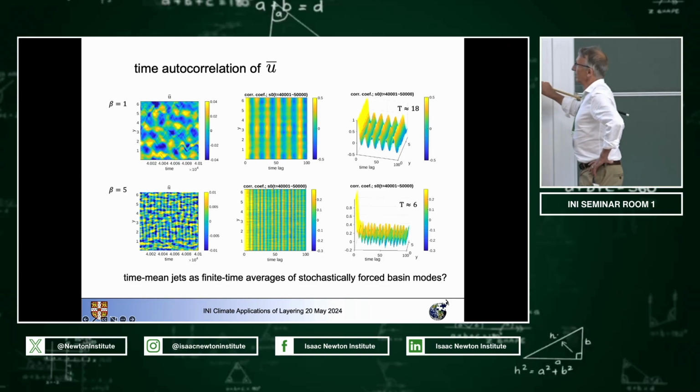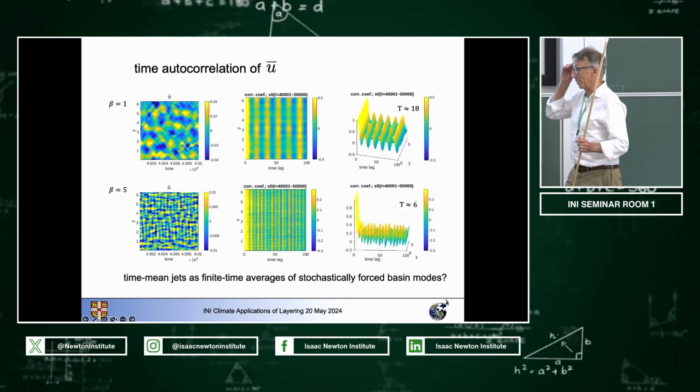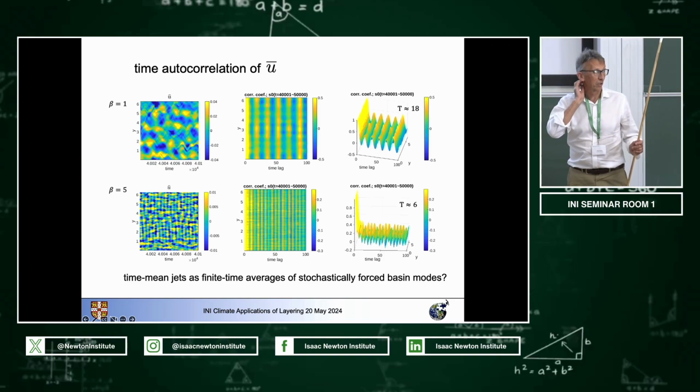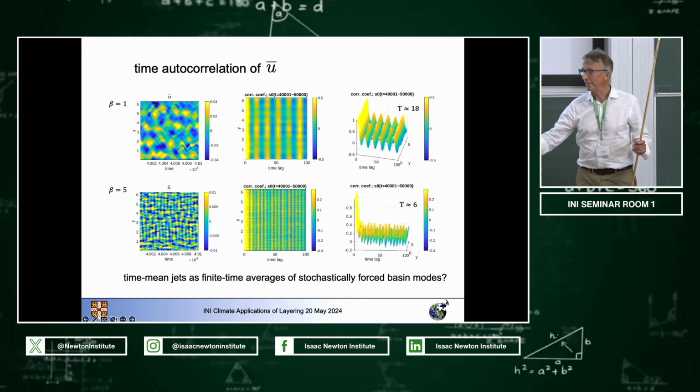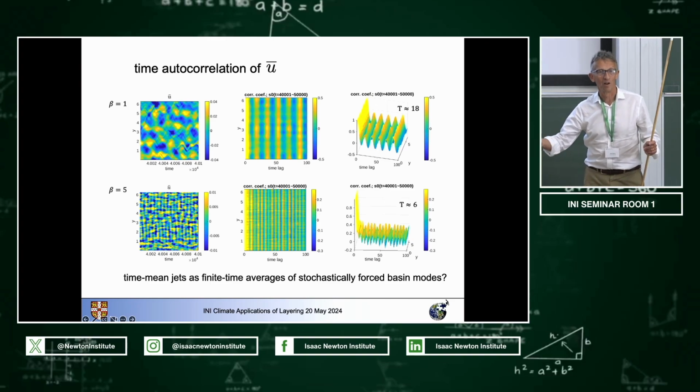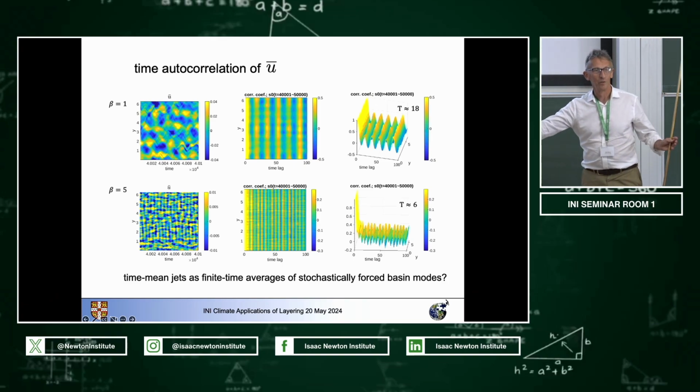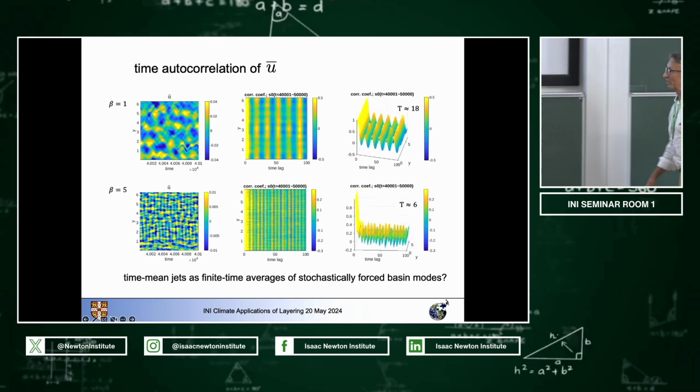Now, one interpretation of all this, from one of the papers on this topic, is that when you take the time mean, you are essentially taking the time mean of a stochastically forced wave, and so over any finite time you're seeing a non-zero average. So it could be that the time mean flow is simply the result of taking the finite time average of stochastically forced waves. So let's examine that.